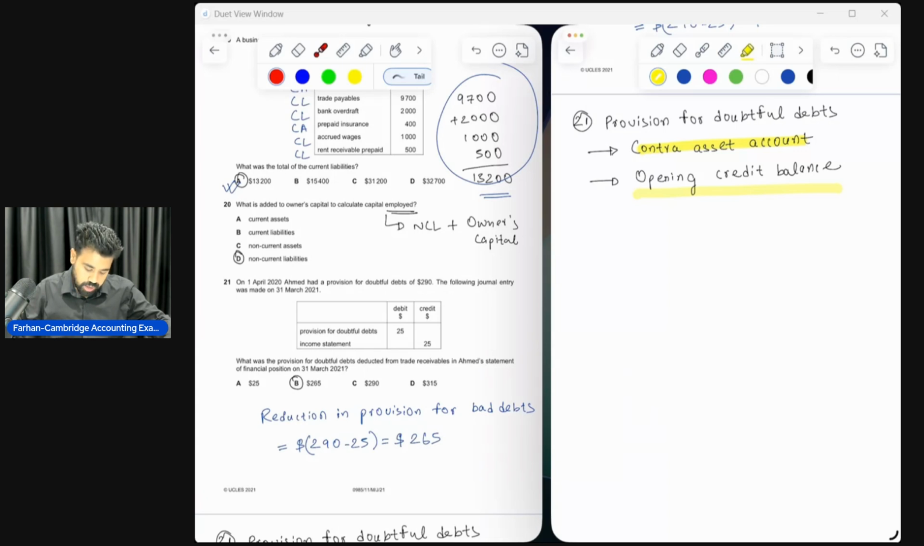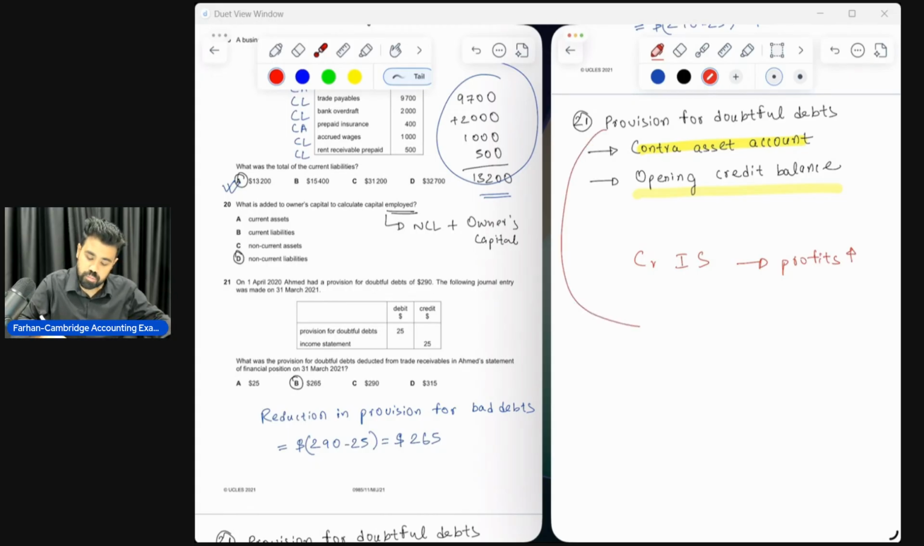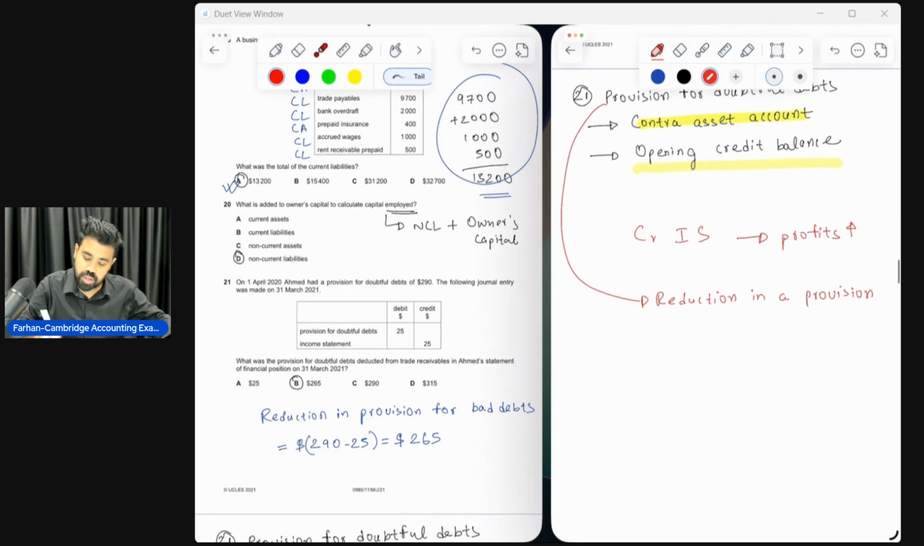Now, if the income statement is being credited, always think about it as a good thing. When we are crediting the income statement, it refers to the fact that profits are going to increase, all right? And profits can only increase when expenses decrease. And when can expenses decrease? When there is a reduction in provision for doubtful debts. Because that is a good thing for the business, now you expect to lose less money from your credit customers. So there are less expenses that you expect to incur. Isn't that so?